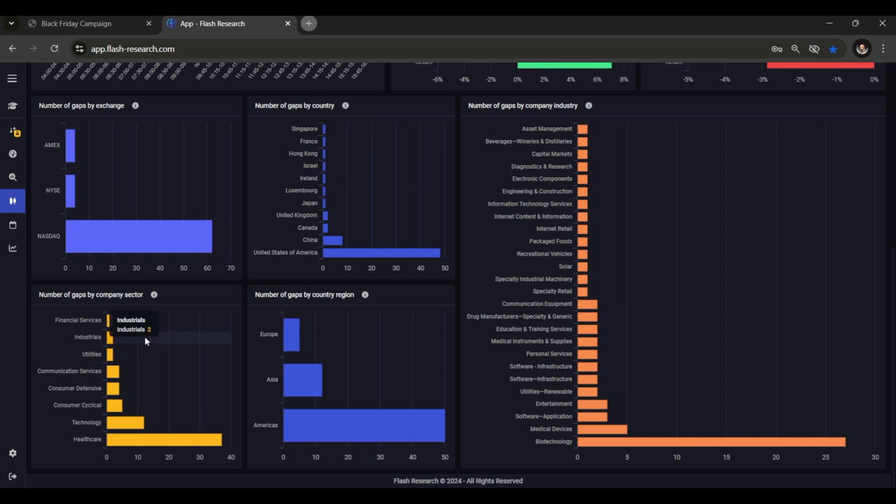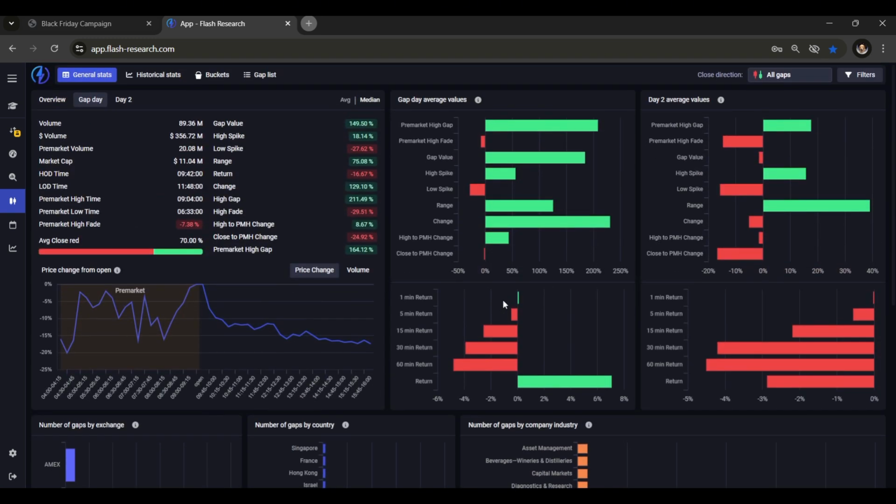The number of gaps by company sector, and the number of gaps by region. This is so cool because it sums up not only countries, sorry, but whole regions: the Americas, Asia, and Europe. Number of gaps by company industry, you've got it here, and you can also choose the close direction.